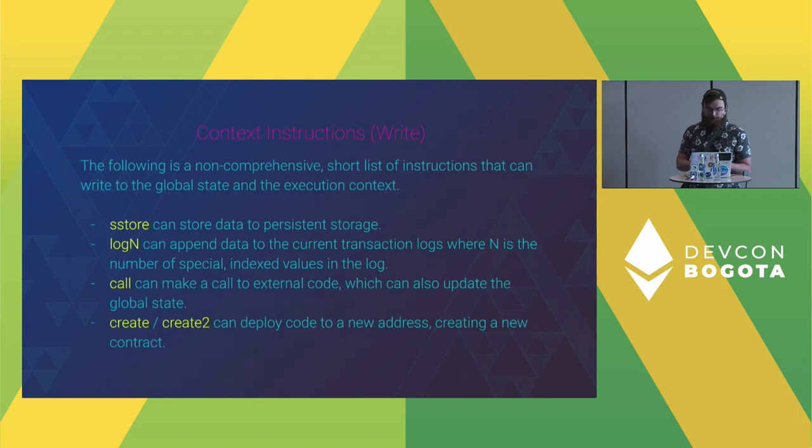Next is going to be CALL. So it makes a call to an external contract or to external code, but this actually can update the global state, right? So there's no restrictions on solely reading or anything like that. And then finally, we have CREATE and CREATE2. And so what these can do is actually deploy code to a new address, creating a new contract.